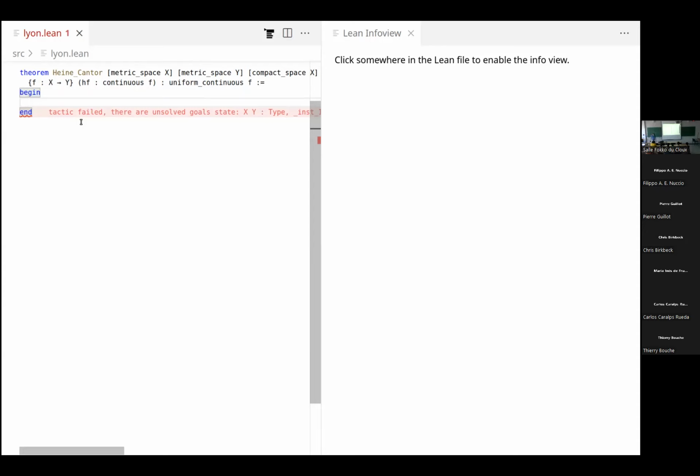Okay, so I've got the statement of the theorem here. So I've got metric space X and metric space Y. Assume that X is a compact space. F, I've got an assumption that is called HF, that says that F is continuous, and the goal is to prove that F is uniformly continuous. And of course, there is an error message saying there are unsolved goals here because I haven't proved anything yet.